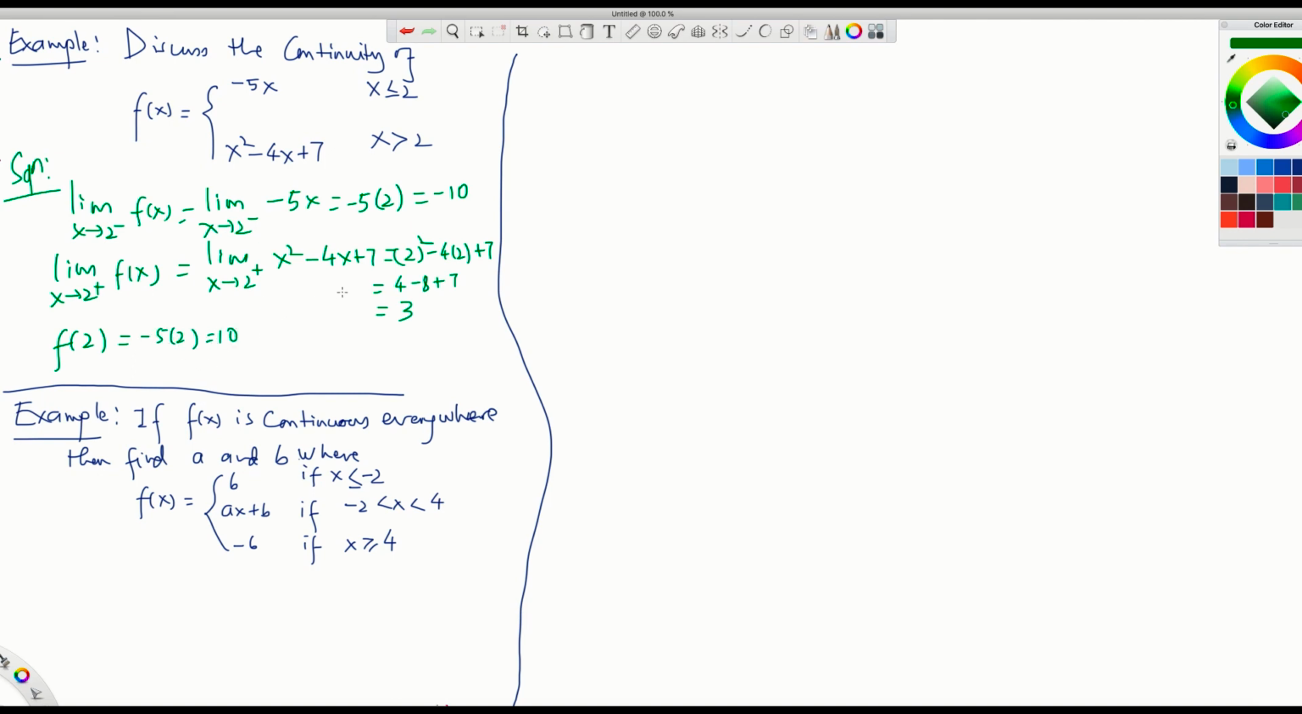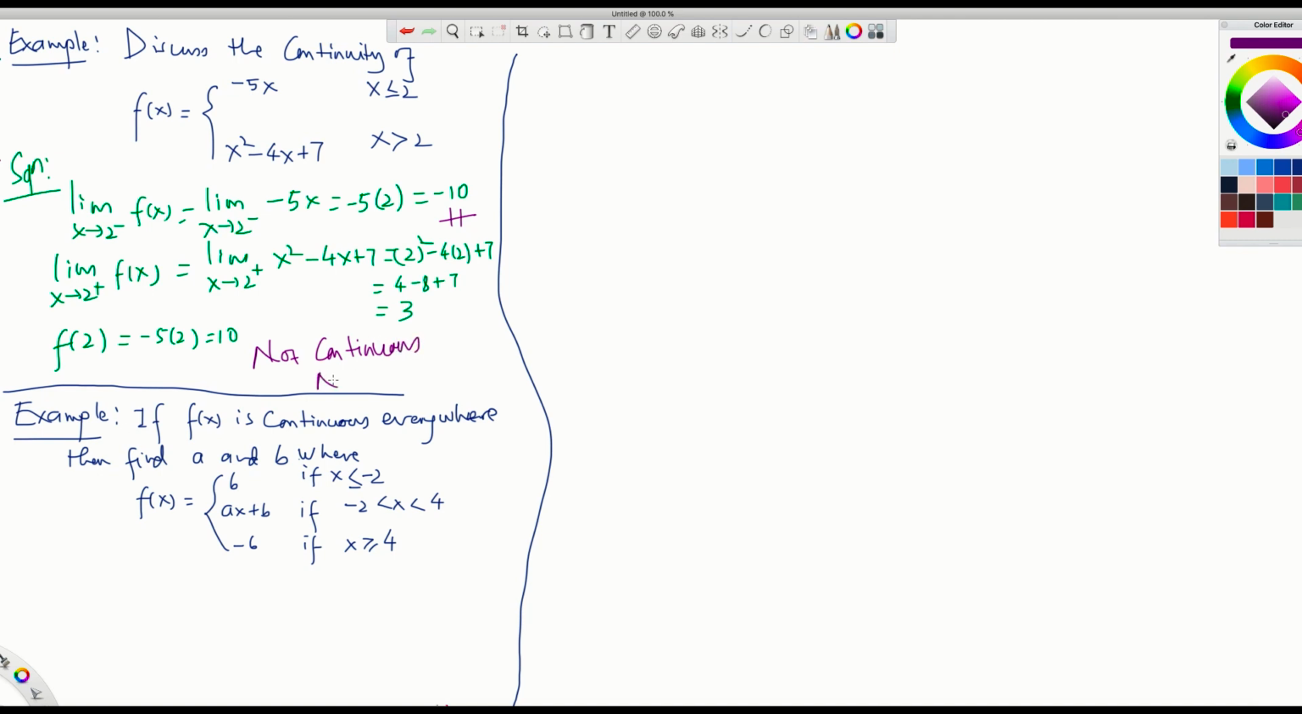So the limit does not exist. They are not equal, right? This is not equal to that one. So the limit does not exist means the function is not continuous. So basically it has a non-removable discontinuity. So, not continuous.